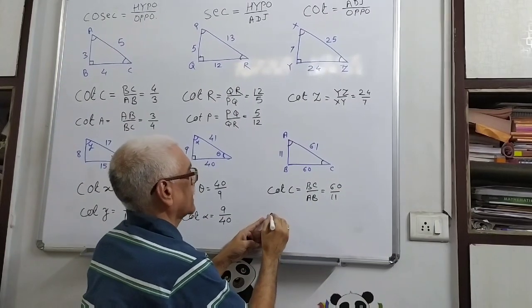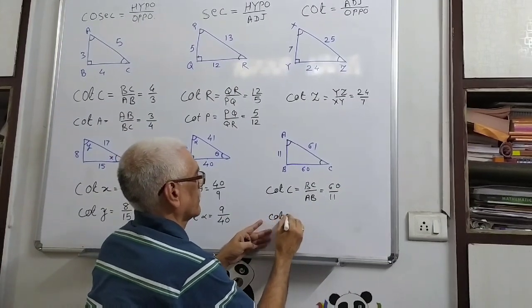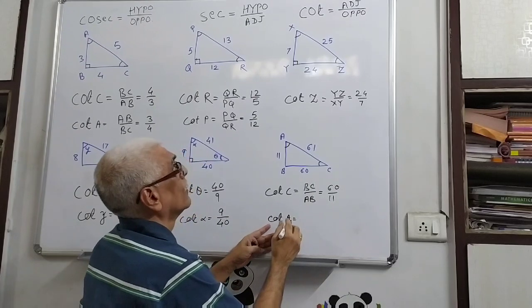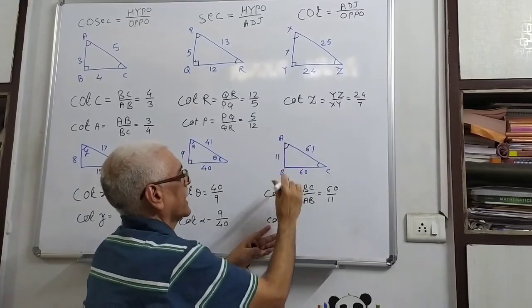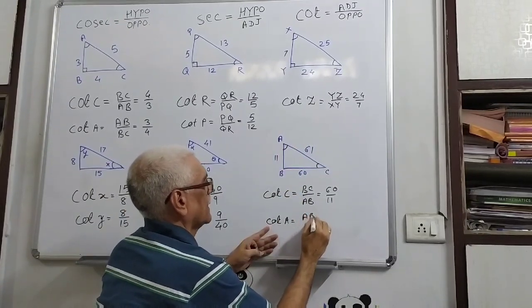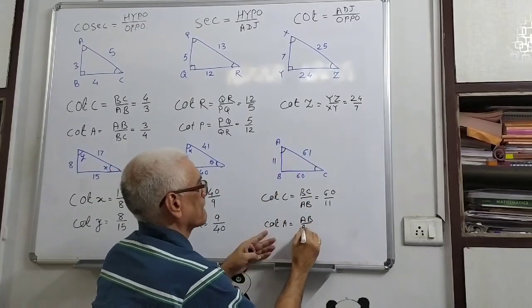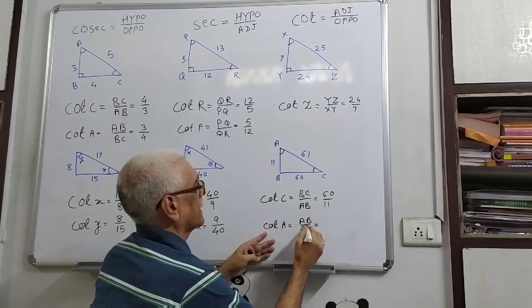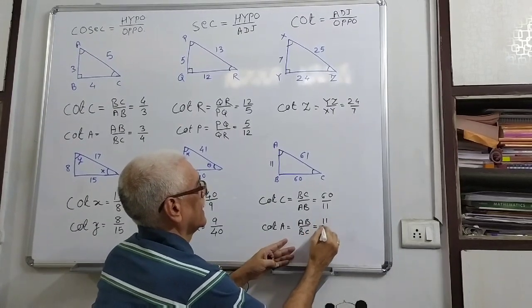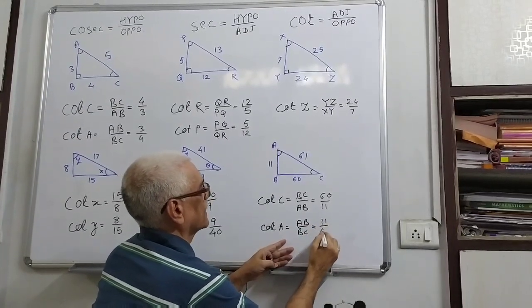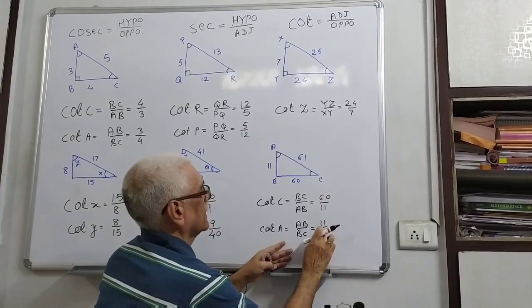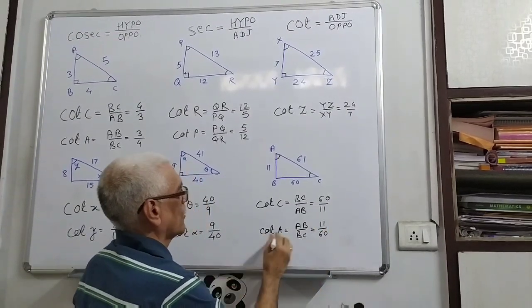And if we want cot A, adjacent to A is AB, adjacent side upon opposite side. Opposite to A is BC. So here we are getting AB. AB means 11 and BC is 60. So 11 upon 60 is the value of cot A.